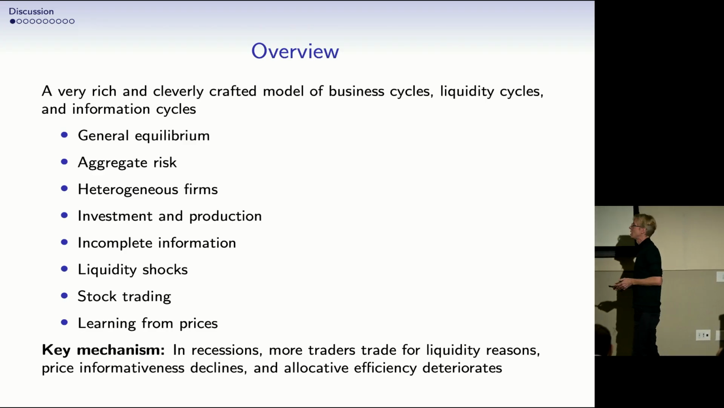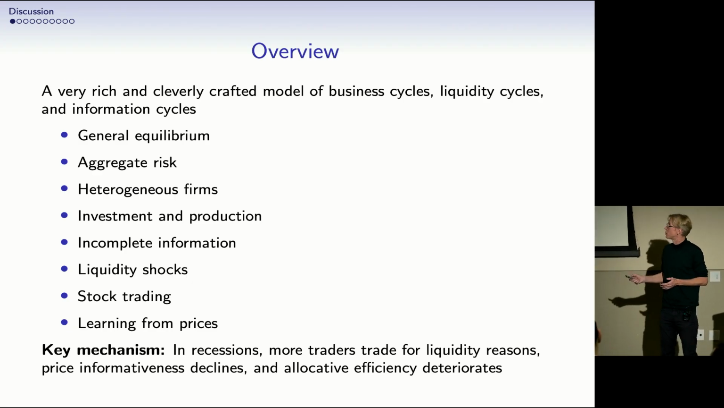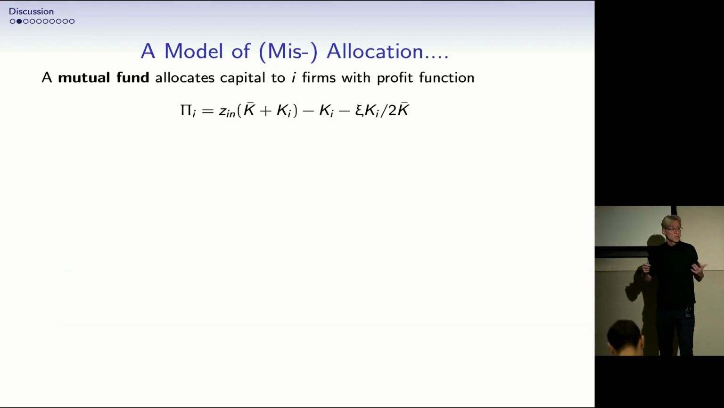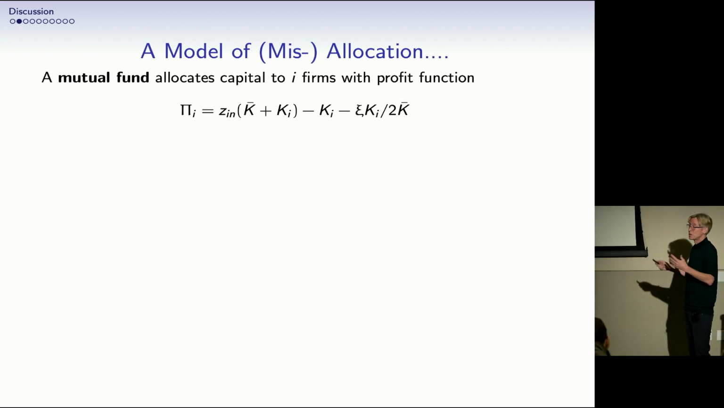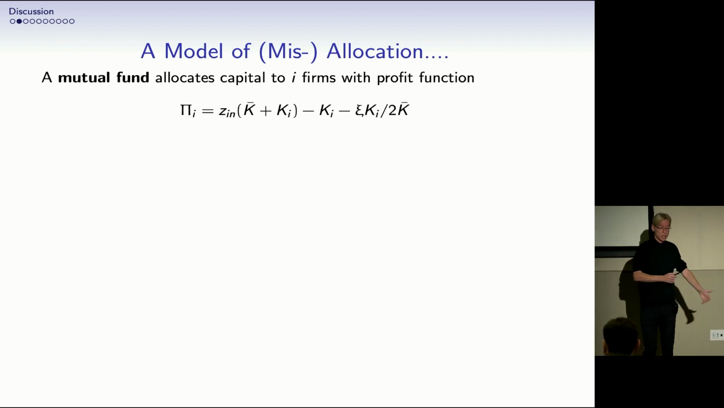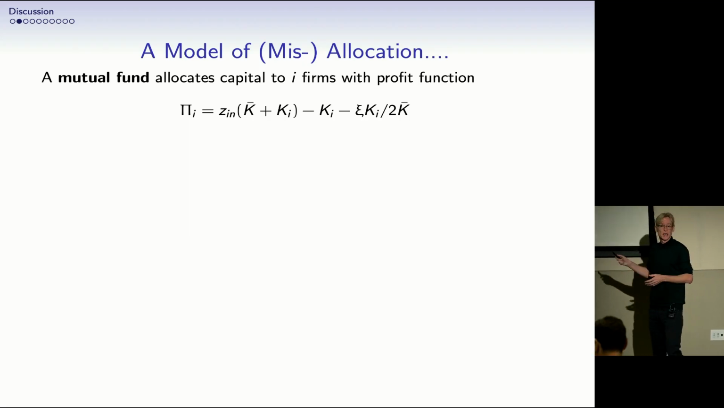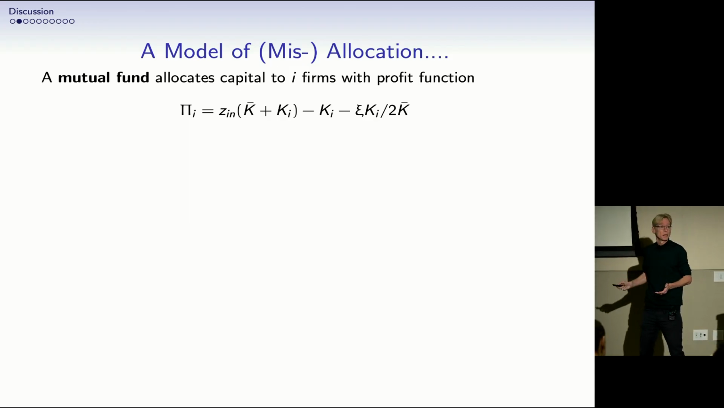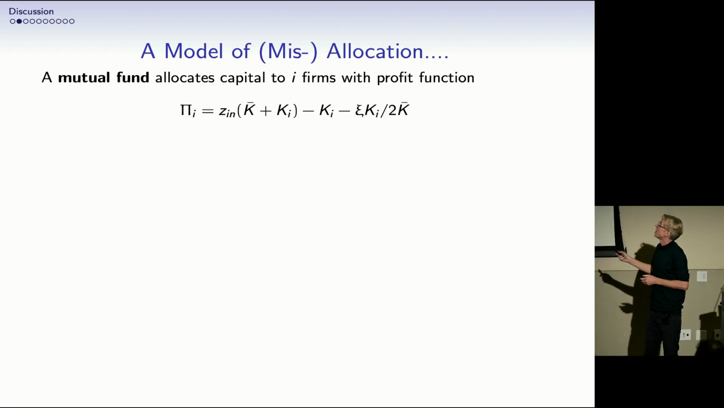So I see that primarily as an applied theory paper. I thought it'd be a good idea to start by breaking down the model a little bit, and then I'm going to comment on some of the interpretation. We basically need a model of allocation or misallocation, and the way that works in the model is that there's a mutual fund that takes savings from the household and allocates to I firms that have this production function that involves assets in place, idiosyncratic productivity or profitability, and they invest, and there are some adjustment costs here.